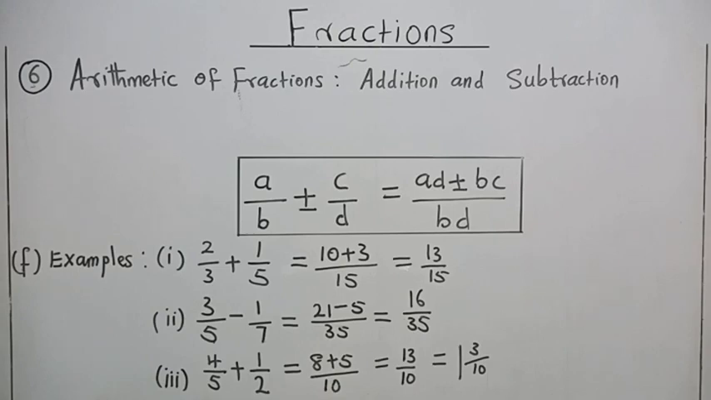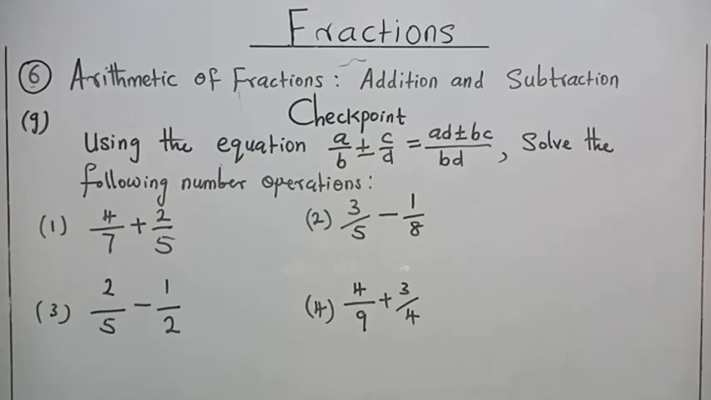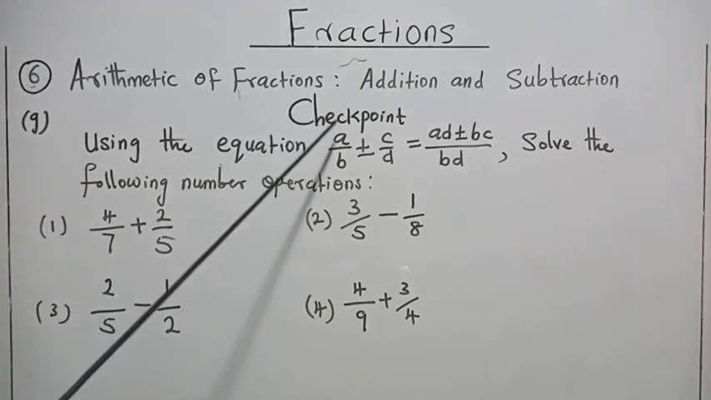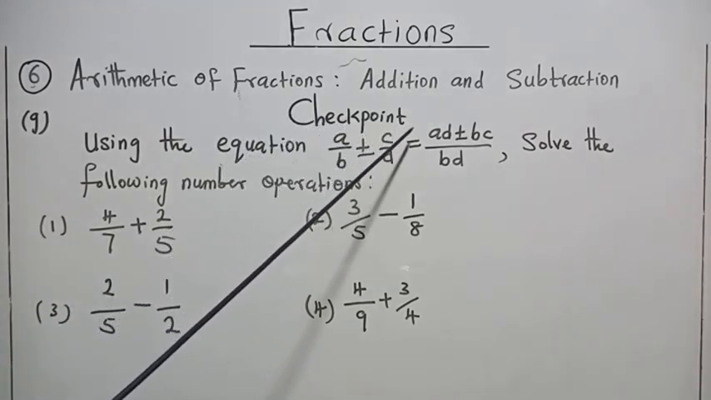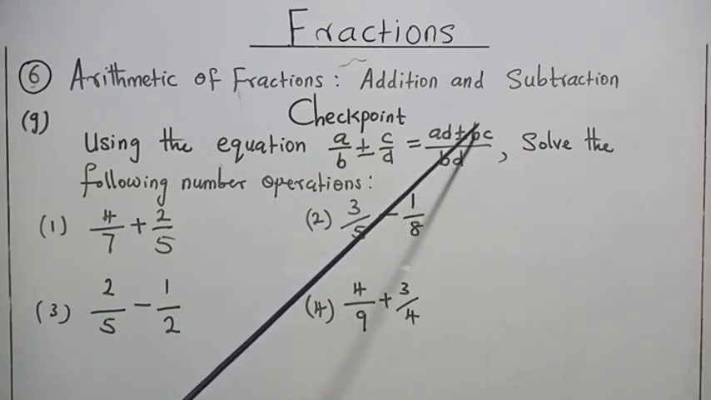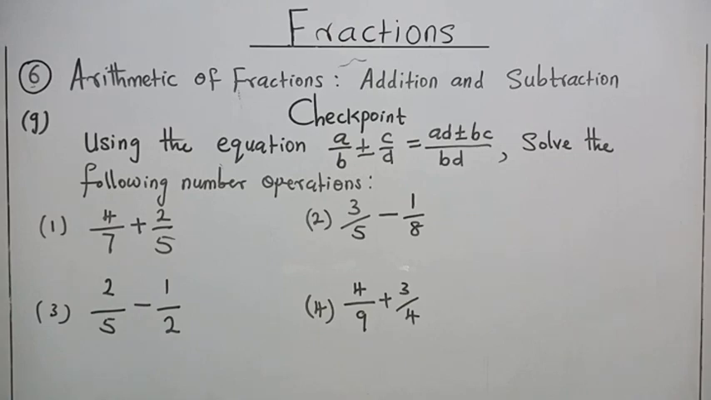At this point, I believe that you will be following, and you are supposed to test if you have been following. Please watch out for an exercise. And now here comes the checkpoint. It says, using the equation A over B plus or minus C over D is equal to AD plus or minus BC over BD, solve the following number operations. There are only 4 in number.